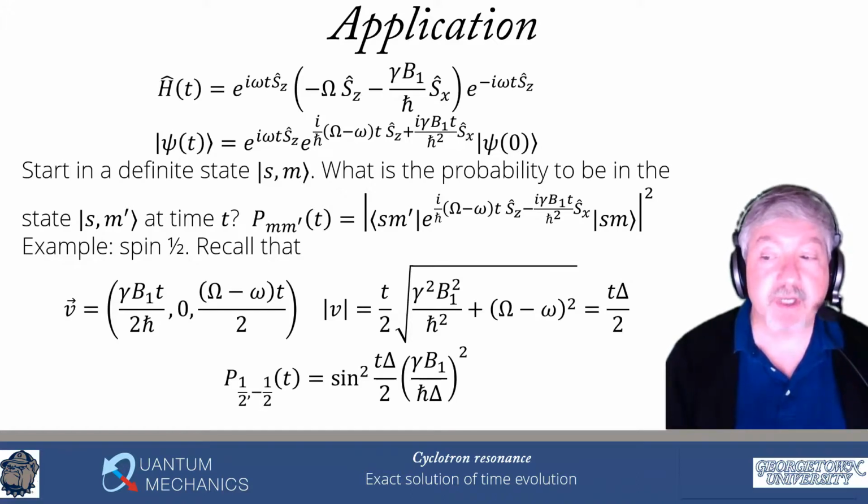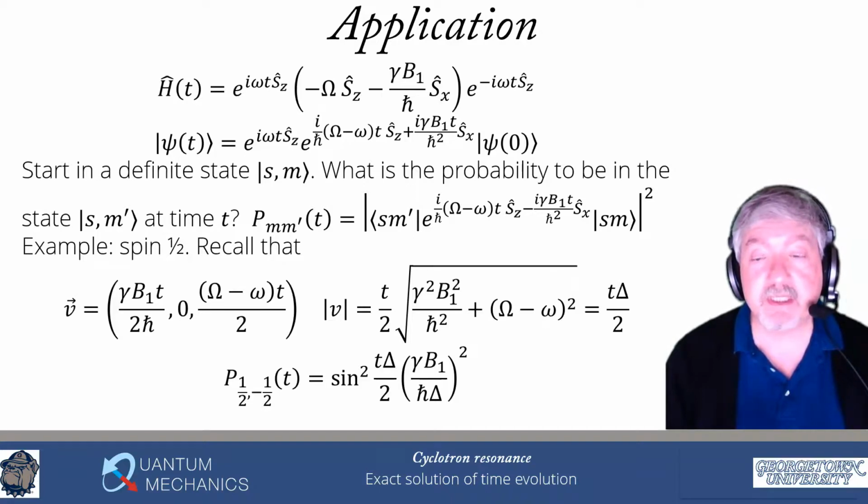It's probably comforting to you, it certainly is to me, that as t approaches 0, the probability to flip is 0. I have to have the Hamiltonian on for some period of time before the spin has any chance of flipping.